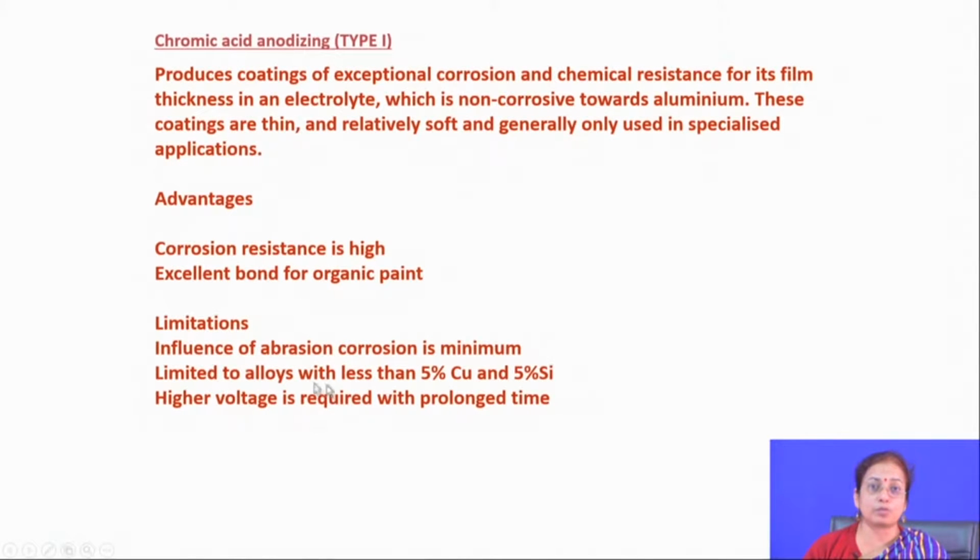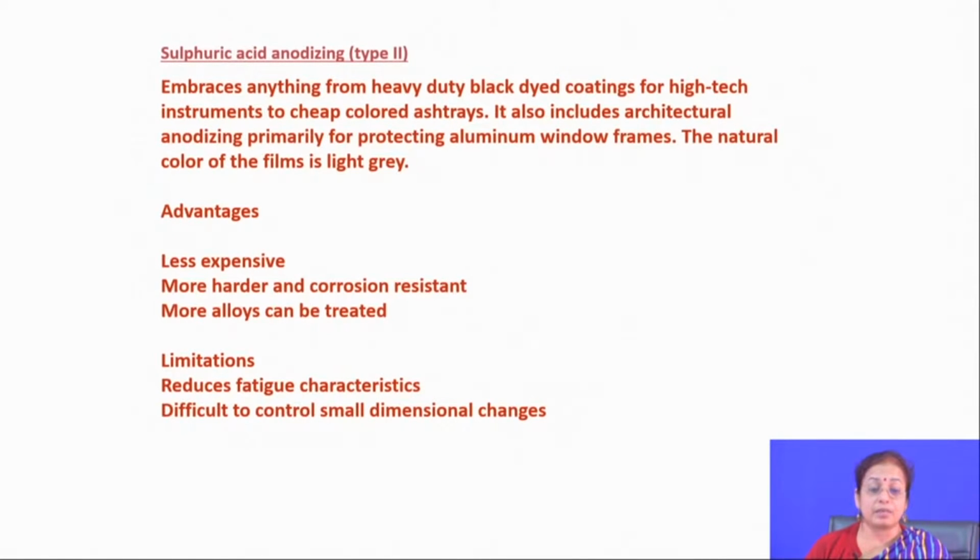So, this cannot be used for wear resistance purpose. One of the important limitations of anodizing is that if it is an aluminum based alloy or magnesium based alloy, then the kinetics of anodizing is very poor. So, usually anodizing is applied on pure metallic materials, but whenever it is an alloy system, it is very difficult to carry out the anodizing process.